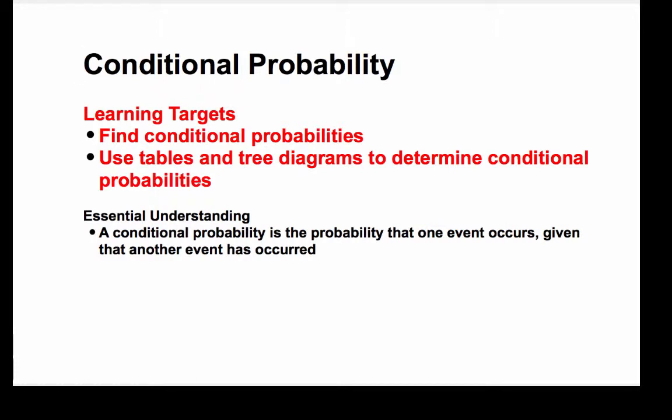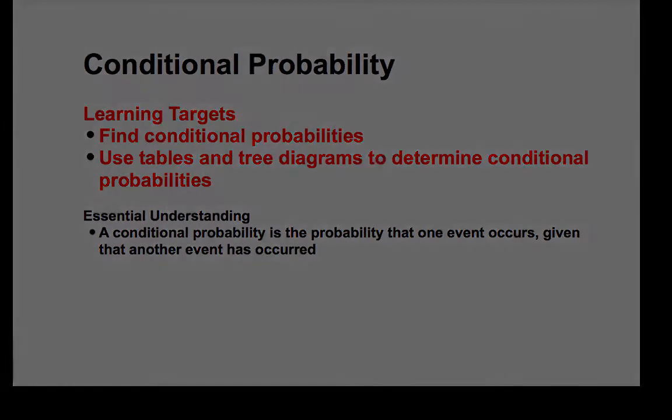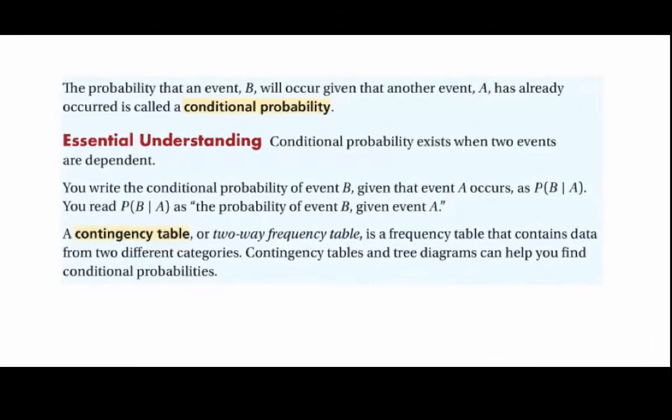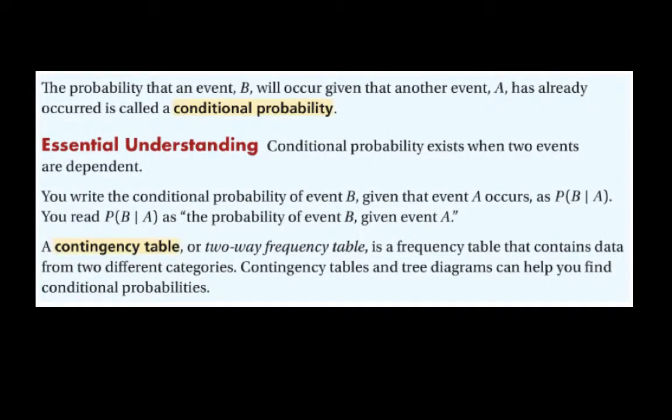Essential understanding. A conditional probability is the probability that one event occurs given that another event has occurred. So the probability that an event B will occur, given that another event A has already occurred, is called a conditional probability. Conditional probability exists when two events are dependent. One event depends on the other. The outcome of one depends on the other.